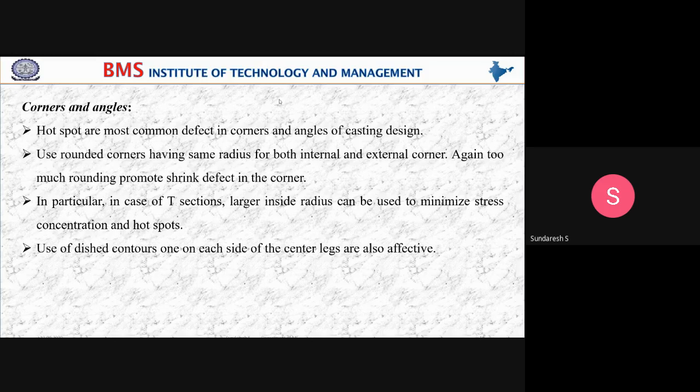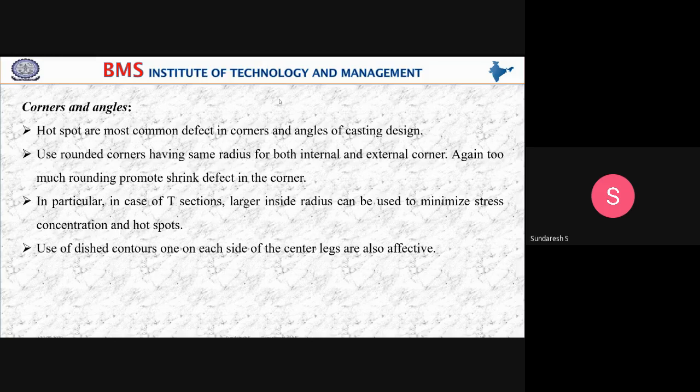So whenever you find any pods or any features which need corners and angles, the corner should be rounded. It should not be just like an angle. It should be rounded, and the radius of that round, or what we call a fillet, of both internal and external corners should be the same.